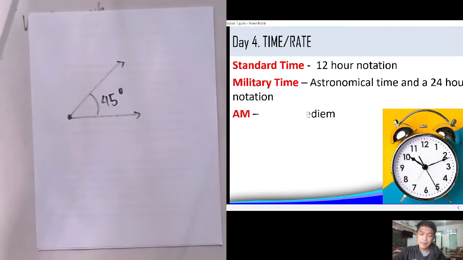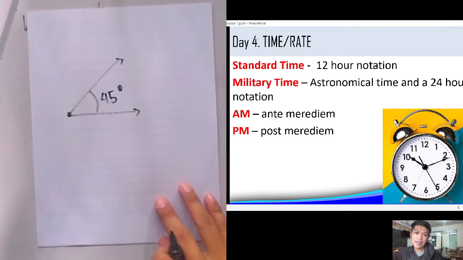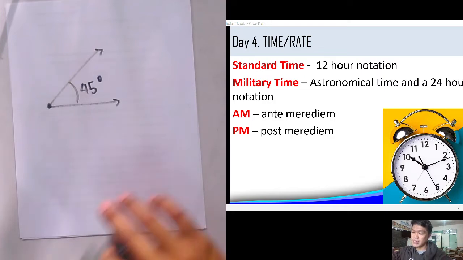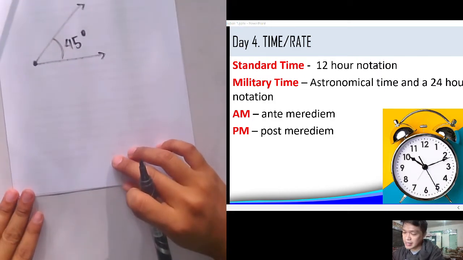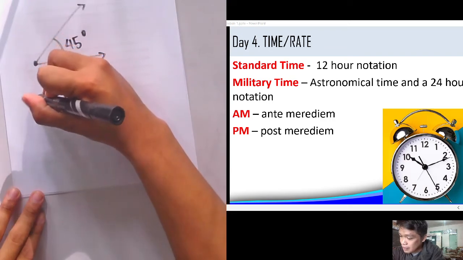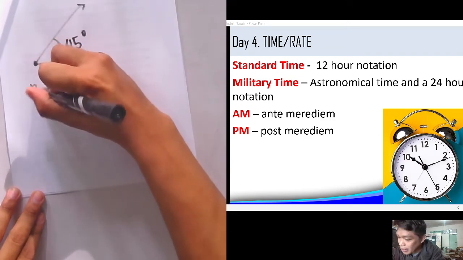Time and rate. So, standard time. Standard time is 12-hour notation while the military time is astronomical time, that is 24-hour notation. AM is ante-meridian and PM is post-meridian. So allow me to give examples. So example that the time is 12-hour.